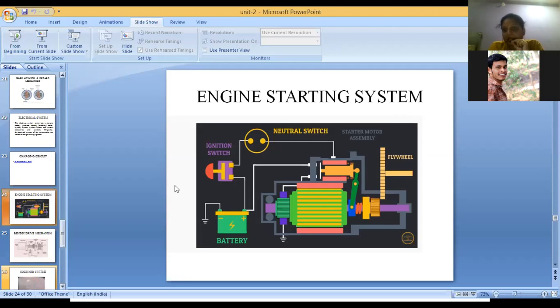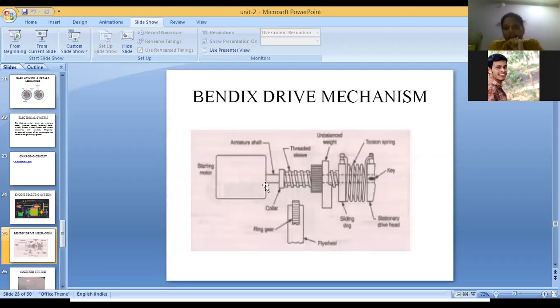Next one is Bendix drive mechanism. Here in Bendix drive mechanism, this is the starting motor. This is armature shaft. This is collar. This is threaded sleeve. This is unbalanced weight. And these are torsion springs. This is sliding dog, and this is flywheel.